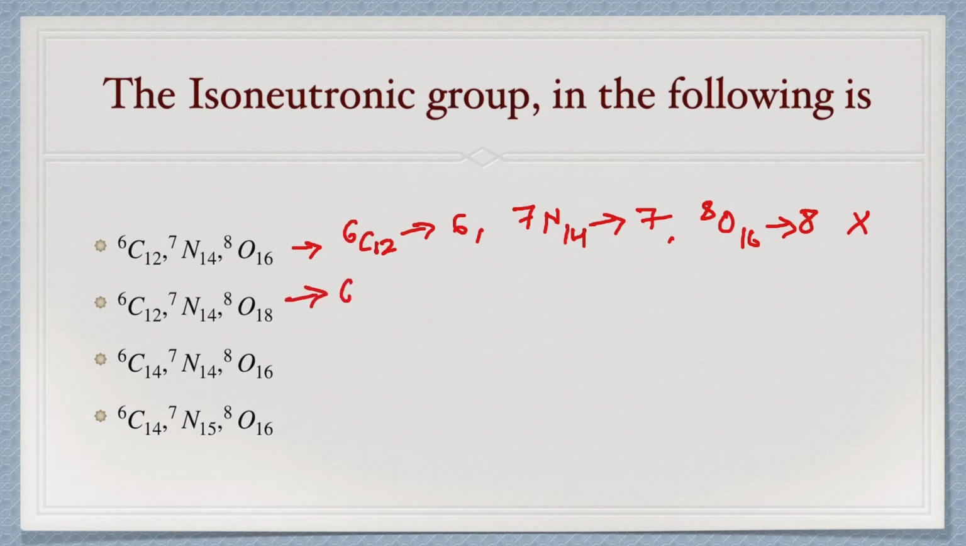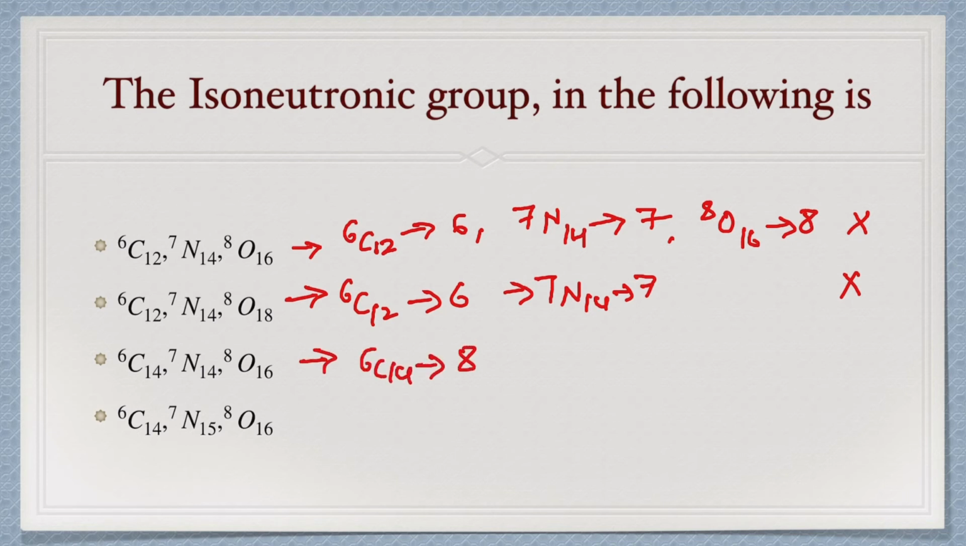Similarly, next is 6C12, so the number of neutrons will be 6. 7N14 again 7. So this is not the same. Next is 6C14, so here the number of neutrons is 8. Next is 7N14, so here the number of neutrons is 7. So this is not an isoneutronic group.